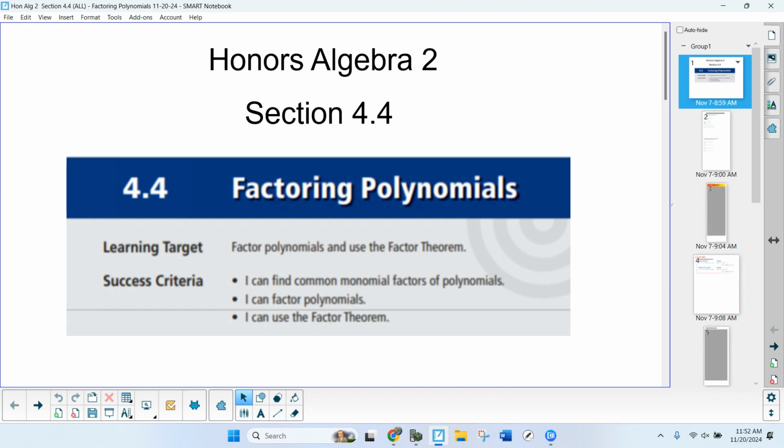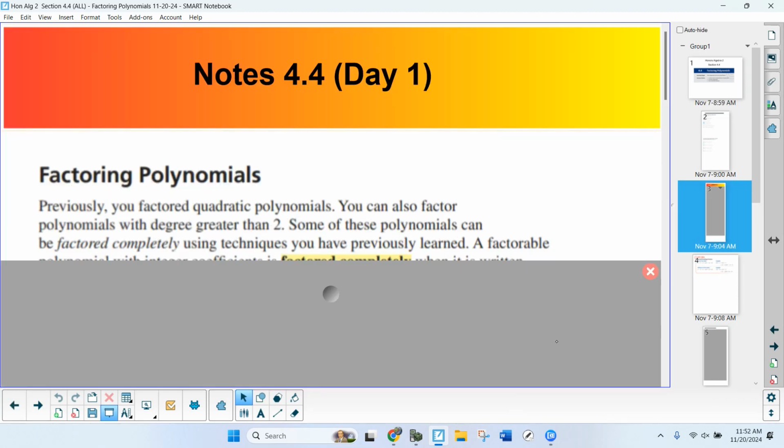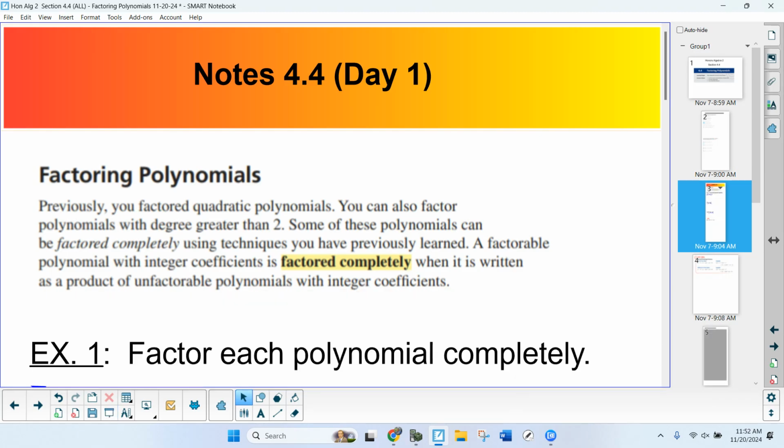Okay, so let's take a look at day 1. Day 1 talks about completely factoring. A polynomial is completely factored when the products cannot be factored anymore. Okay, when you cannot go any further. What's the first rule of factoring always? And we're not going to do the 3 that are on there. We're going to add a different one.